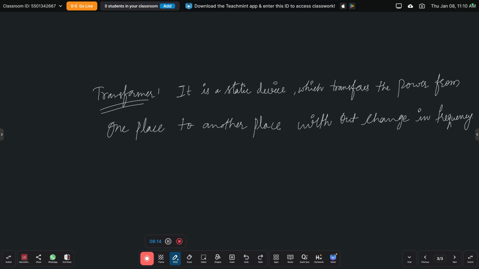The transformer works on the principle of mutual induction. It transfers electrical energy from one circuit to another circuit where there is no electrical connection between the two circuits. So now coming to the working principle.